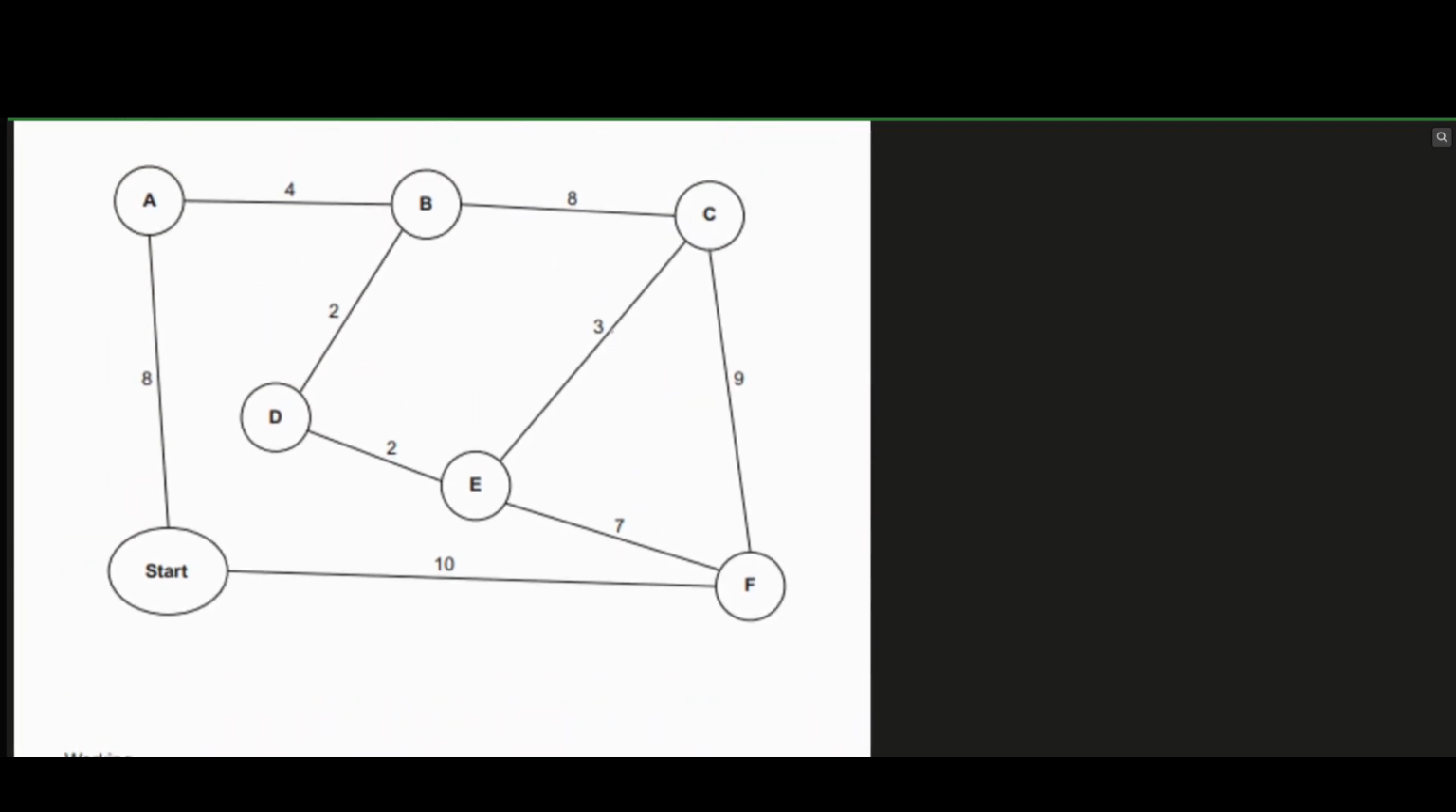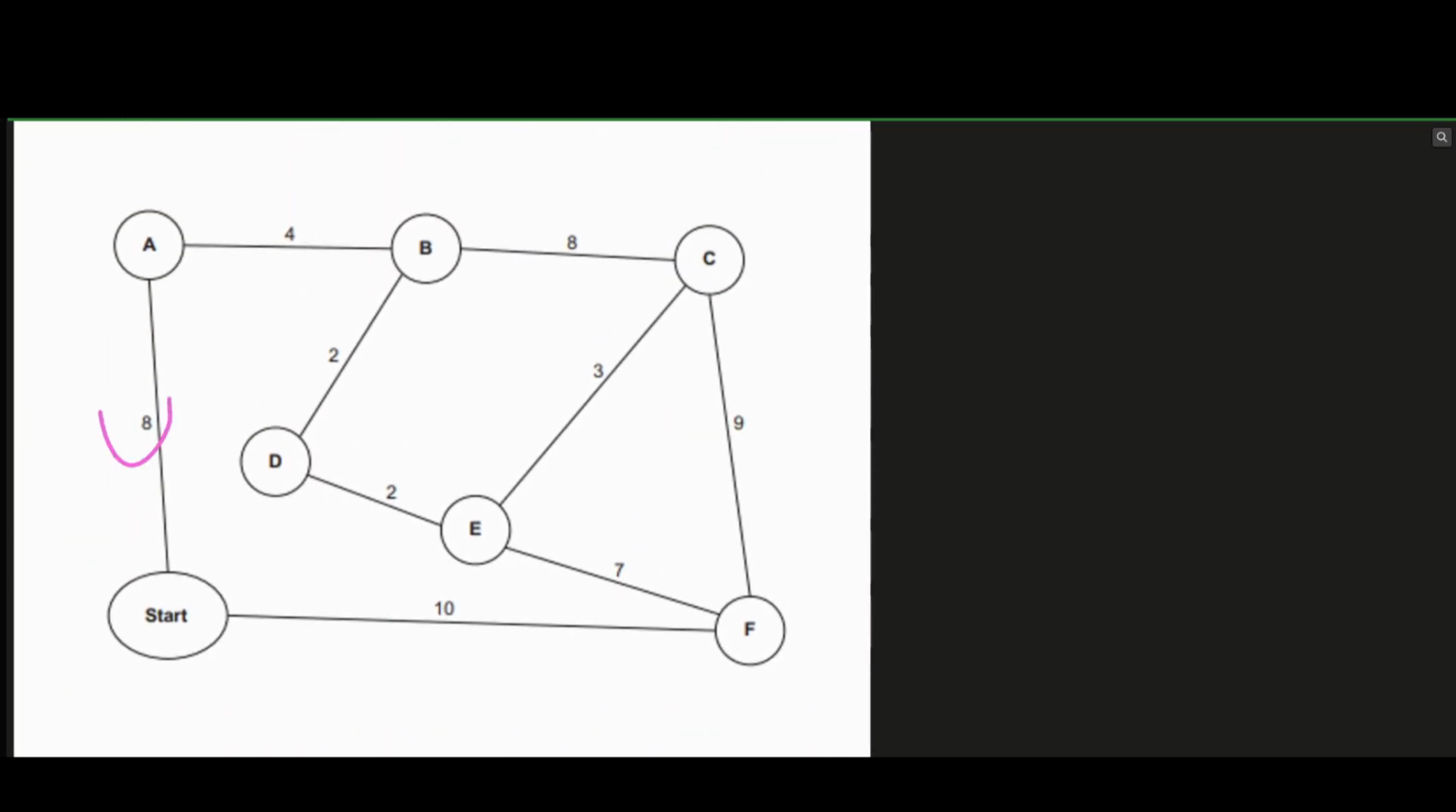If I go from start to A, that is 8. If I go from start to F, that is 10. Is that the shortest distance, or is there a shorter path? This is the question that we're actually asking. How do we find the shortest distance between different nodes? We are using Dijkstra algorithm. Basically, we're looking at all the possible routes.